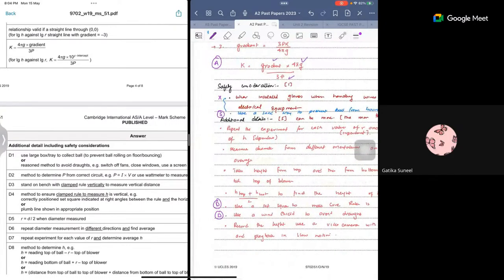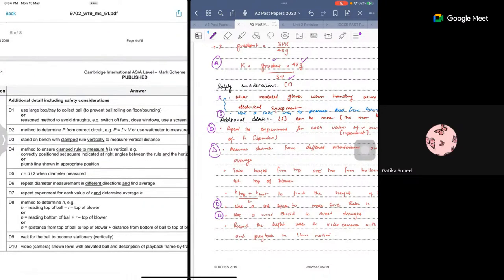Then it says repeat diameter measurement. This is the common point that I was talking about. Repeat the experiment for R and determine average H. Repeat diameter values in different directions, find the average. I did that as well. So diameter here as well.